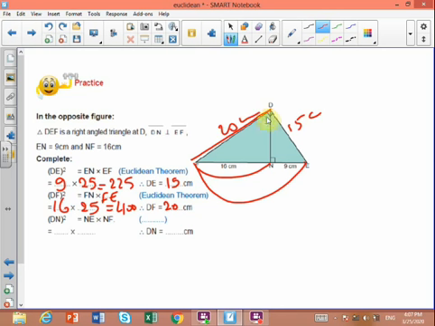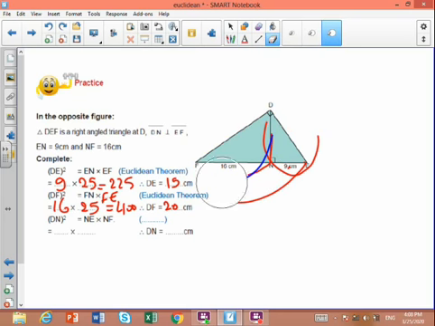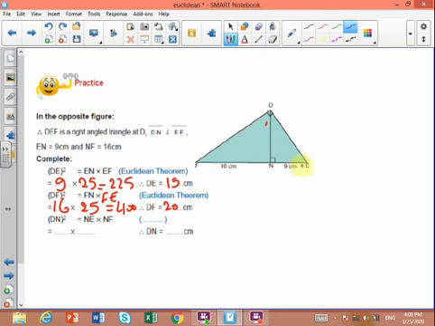At the end, he wanted DN square. DN, you can get it from this triangle by Pythagoras, 15 square minus 9 square, or by this triangle, 20 square minus 16 square, or by using Euclidean, and that is what he wants. He wants you to use Euclidean. DN square, don't forget that it is EN times NF. So it is Euclidean theorem, because he's writing NE times NF. 16 times 9 equals 144, which is 12 under root.